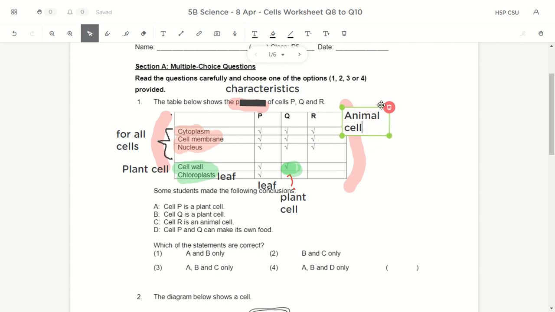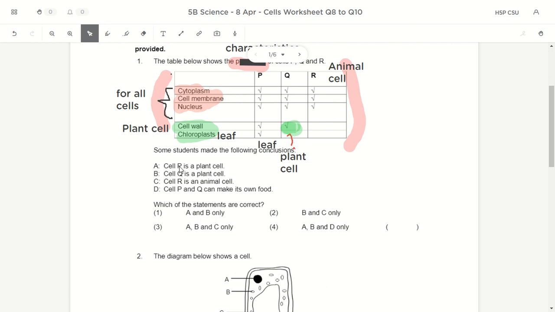Okay, so I'm going to put it over here so you can see. So P must be from part of a leaf cell. Q must be a plant cell. R must be an animal cell. So together, we can look at the comments that the student said. P is a plant cell. So P is a plant cell, correct? It means a leaf cell, it must be a plant cell.